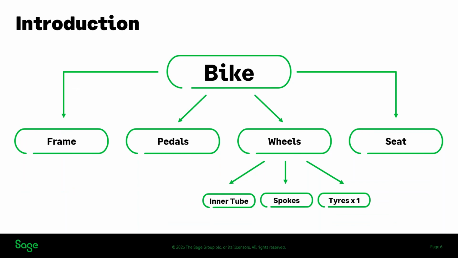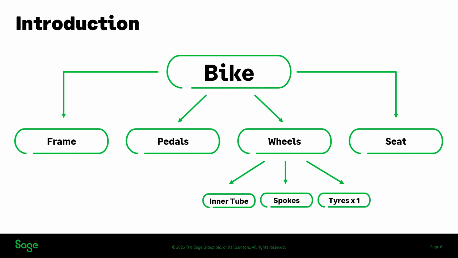Let's just say you build a bike. So this is a Bill of Materials here. At the top level, you've got your bike, which is the finished product. To make up that bike, you're going to need your frame, your pedals, your wheels, and a seat, which are all subcomponents that make up that bike Bill of Materials. Within those four subcomponents, one of those could also have its own Bill of Materials, such as the wheel. The wheel's Bill of Materials is then made up of the inner tube, the spokes, and the tyre.